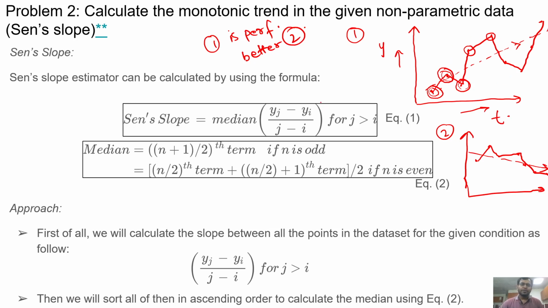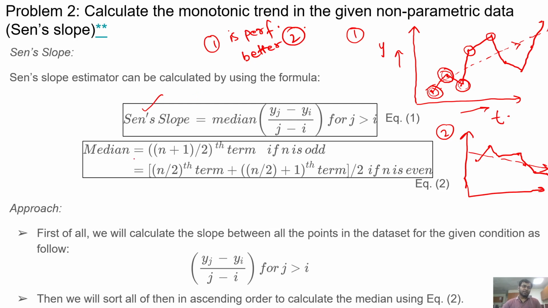The slope should be calculated in a forward manner: when you are calculating the slope, it is yj minus yi divided by j minus i, so j should be greater than i. Then we will calculate the median of this slope list that we have calculated. That will return the Sen's slope of that data set, telling us whether the trend of the data is statistically or monotonically increasing or decreasing.